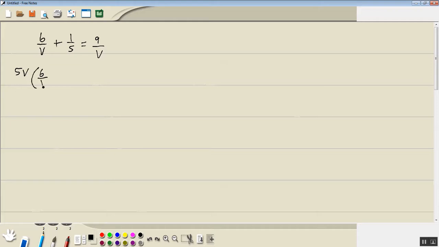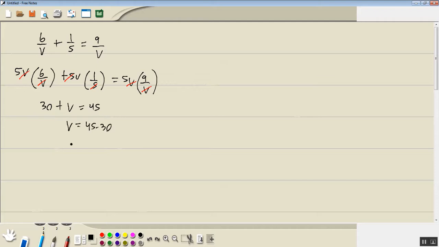So we'll multiply that times 6 over v. We'll multiply that times 1 over 5. And we'll multiply that times 9 over v. Those v's cancel, these v's cancel, these 5's cancel. 5 times 6 is 30, plus v times 1 is v. 5 times 9 is 45. Now take 30 over. It becomes a negative 30, and that gives us v is equal to 15.